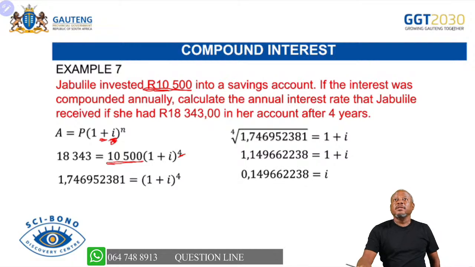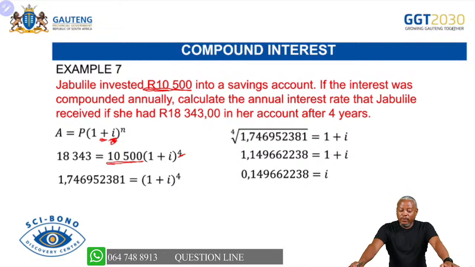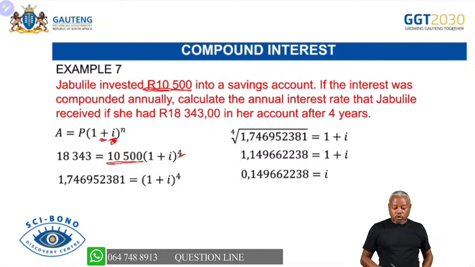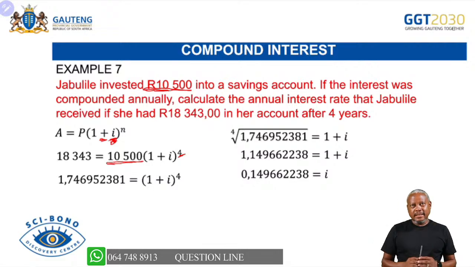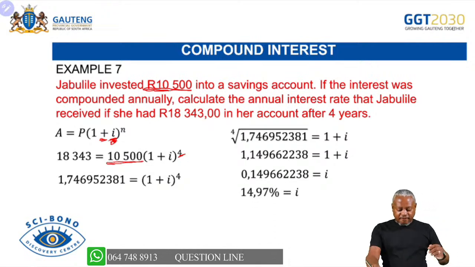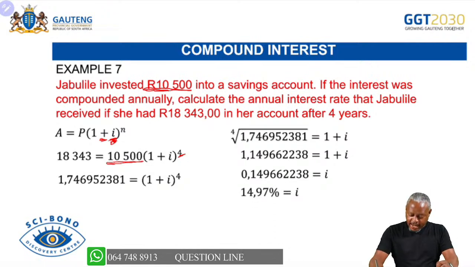And then how much will be our I? Our I will be 0,149, etc. Then what do you do? Just multiply by 100. Let us make it easy now. Multiply it by 100, you get this solution. Therefore, our I becomes 14.97%.